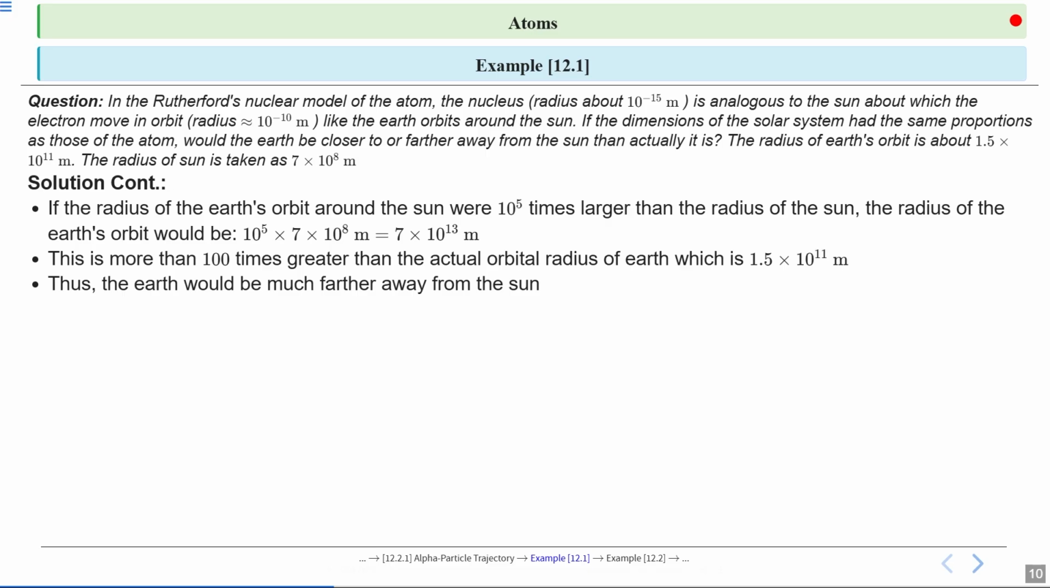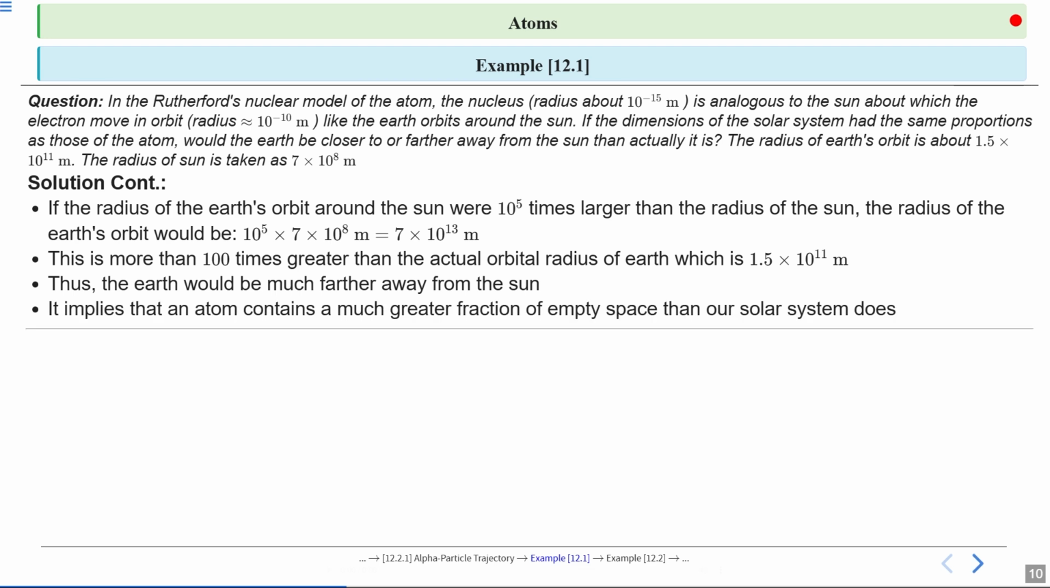This highlights the huge difference in scale between the empty space in an atom and the empty space in our solar system. To sum up, this comparison tells us that atoms are mostly empty space, much more so than our solar system. The nucleus is tiny compared to the overall size of the atom, just like the sun is small compared to the solar system. But the atom's emptiness is on a whole different level.